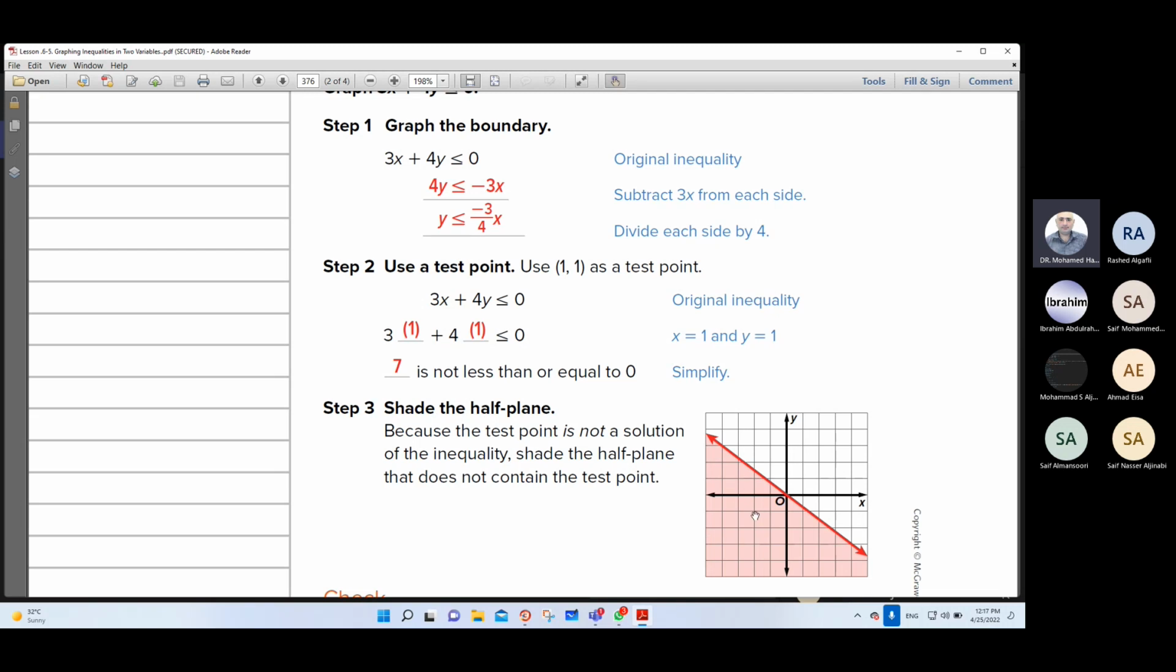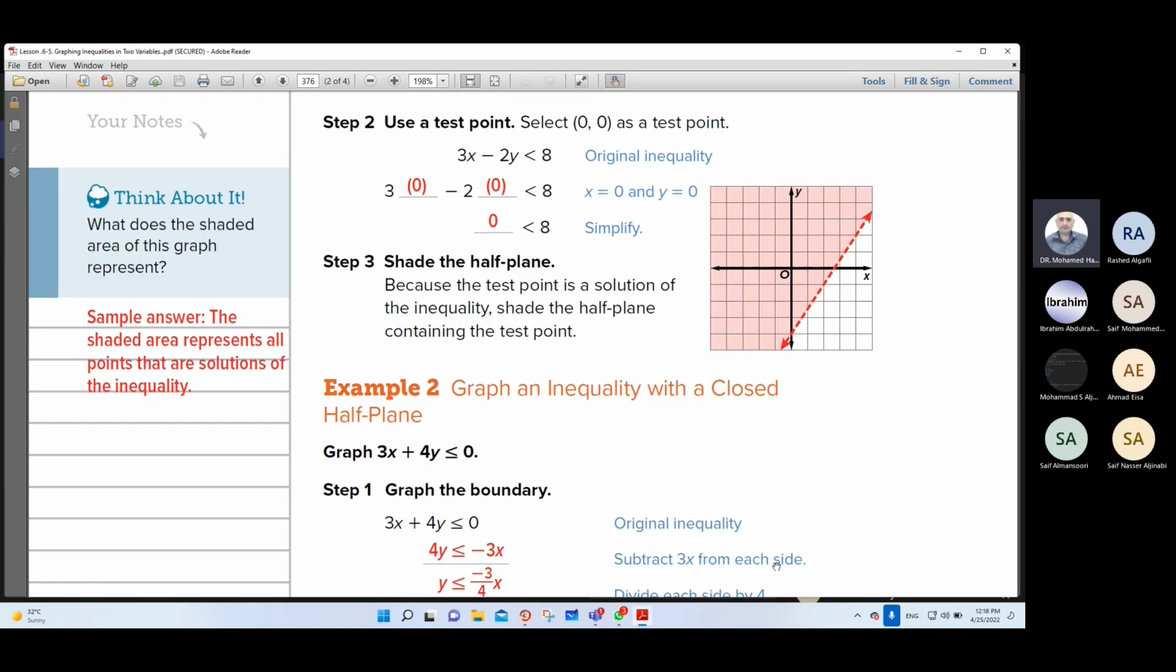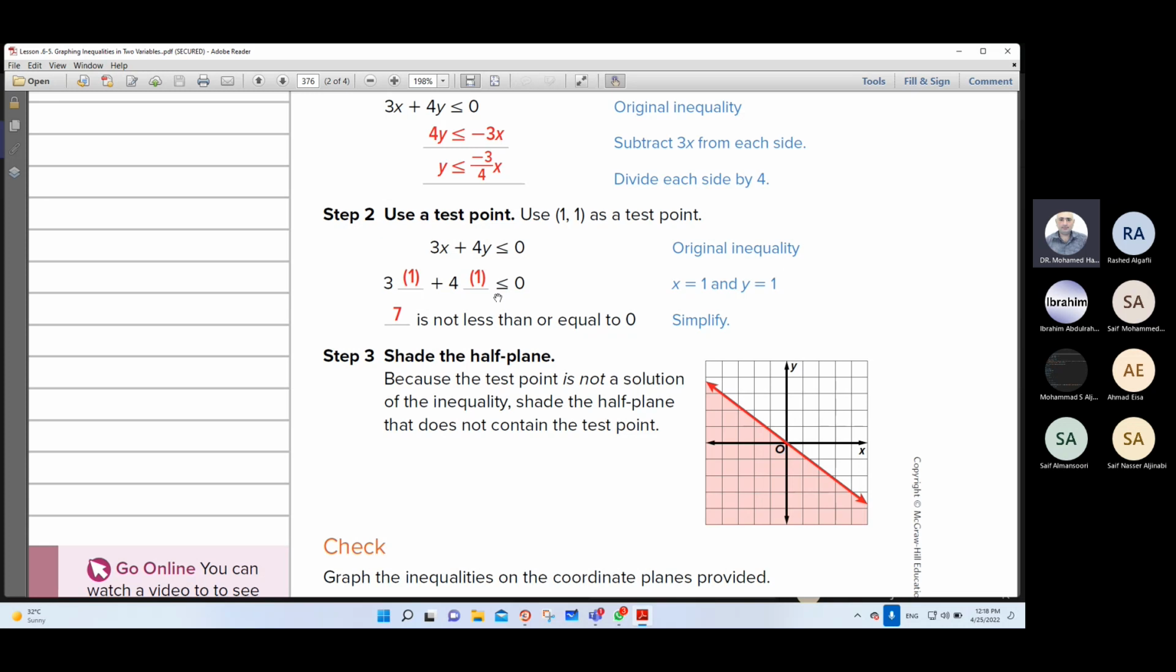So you can shade it, the area, and the name of this area will be the closed half plane. As you see, when we don't have equal in the sign, we draw the line dashed. And when you have equal in the sign, we draw the continuous straight line. This is the difference between having equal or not.